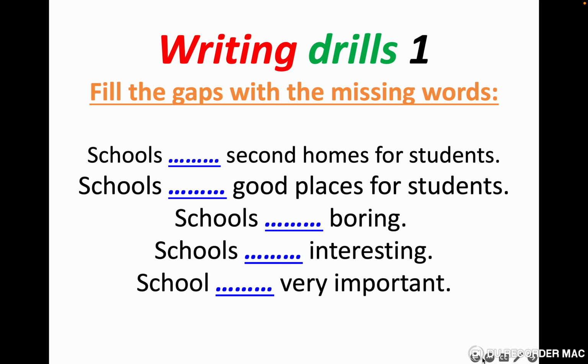Now we have the plural. Schools are second homes for students. Schools are good places for students. Schools are boring. Schools are interesting. Schools are very important. Here we are missing an S, so it's schools. If you have finished writing these, let's go to the next slide.